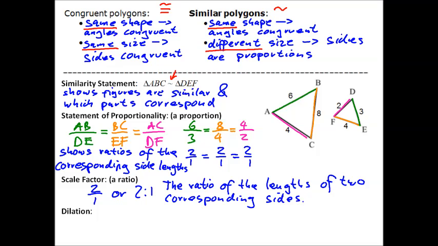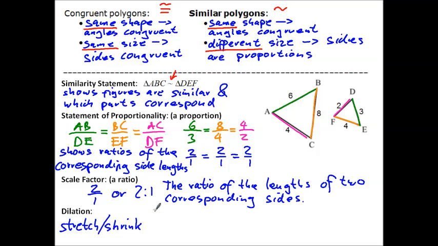The scale factor essentially tells us how much one of the two figures has to be stretched or shrunk to be the same size as the other one, and we also call that dilation.